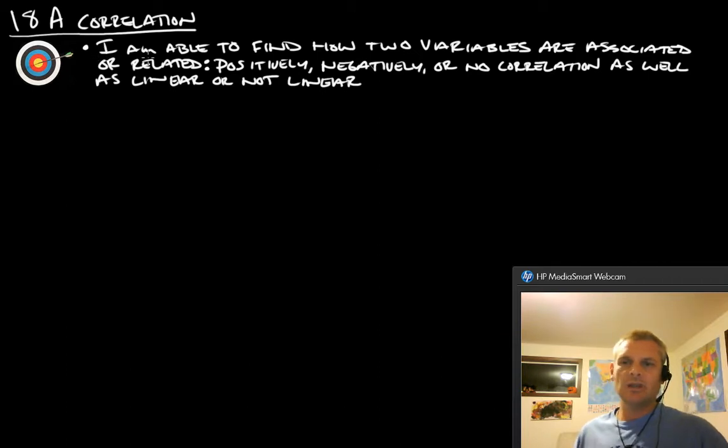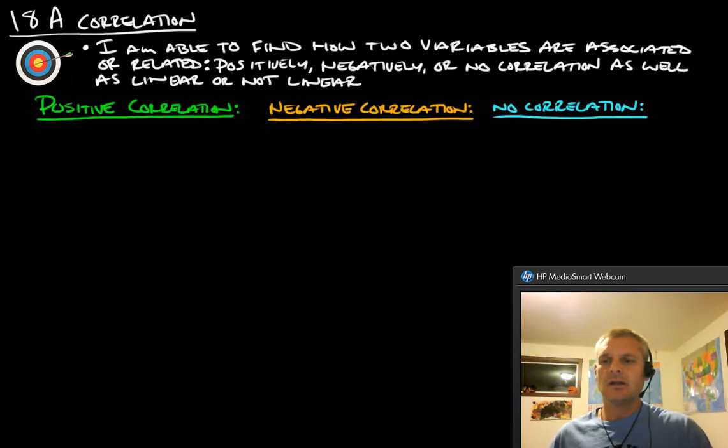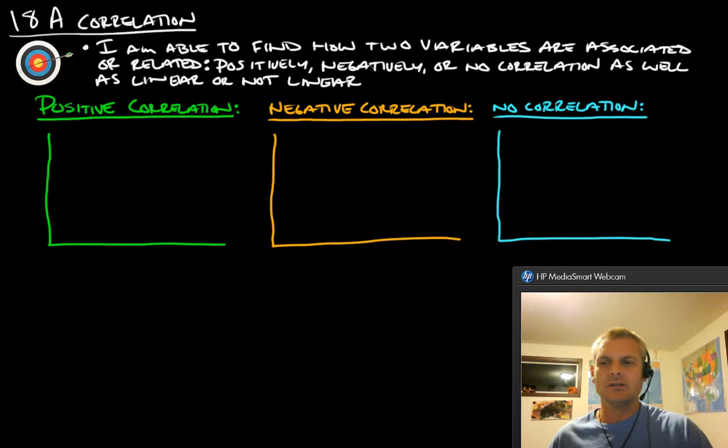At the end of this, you should be able to say, I am able to find how two variables are associated or related, positively, negatively, or no correlation, as well as linear or not linear. All right, so let's take a look. We got positive, negative, and no correlation here.